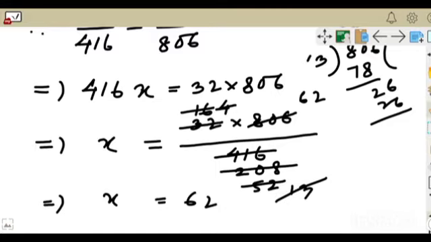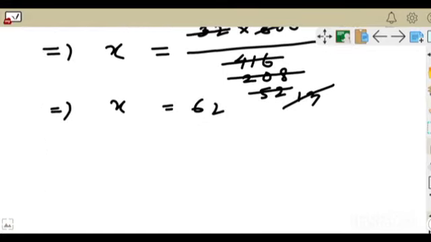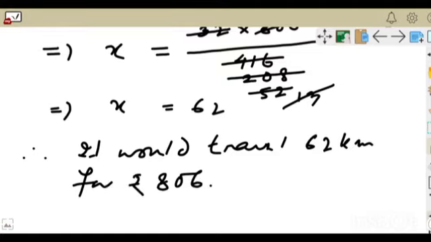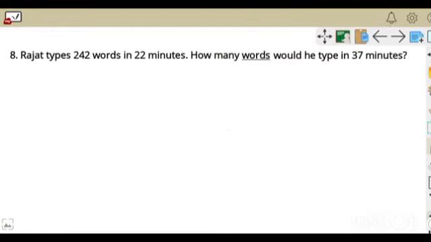Now the value of x is what? 62. So what do we understand from here? We know that 62 kilometer can be traveled with the charges of how much? 806. So let me write, therefore, it would travel 62 kilometer for rupees 806.